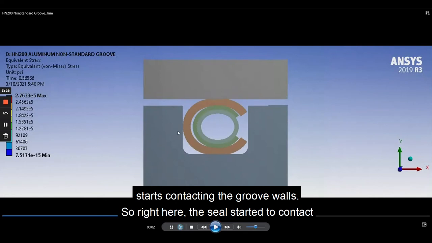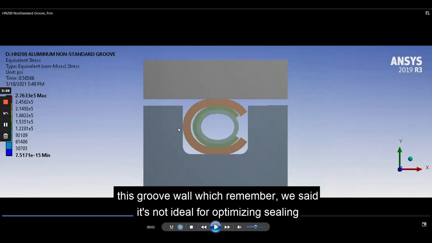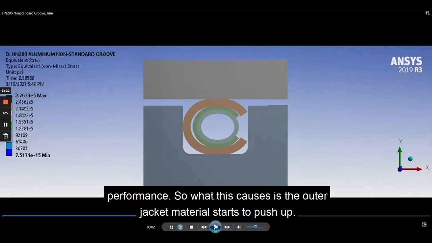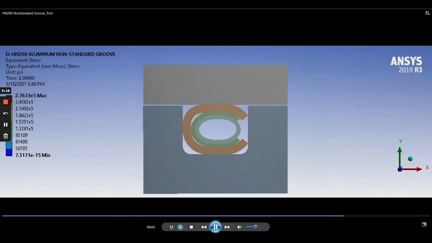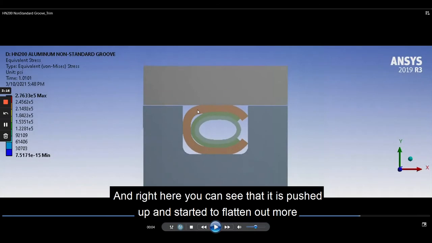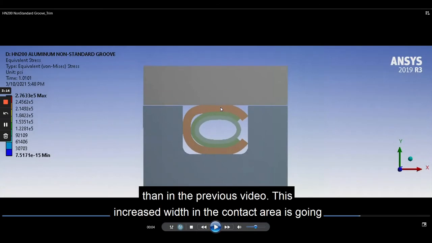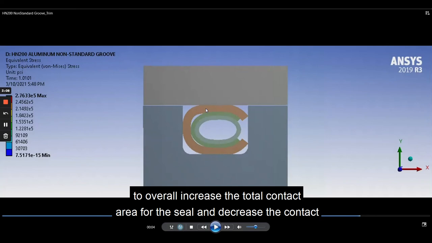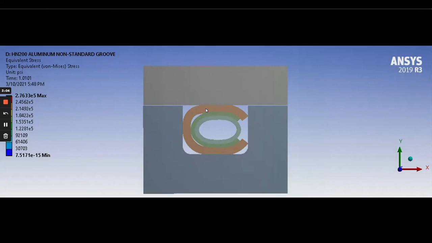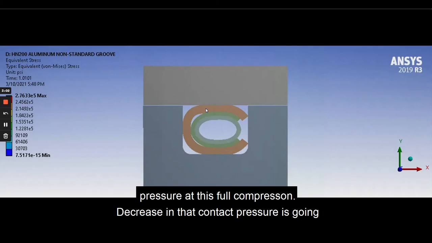So right here, the seal started to contact this groove wall, which, remember, we said is not ideal for optimizing the sealing performance. What this causes is the outer jacket material starts to push up. And right here, you can see that it is pushed up and started to flatten out more than in the previous video. This increased width in the contact area is going to increase the total contact area for the seal and decrease the contact pressure at this full compression.